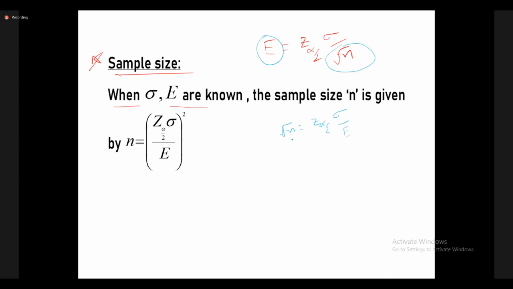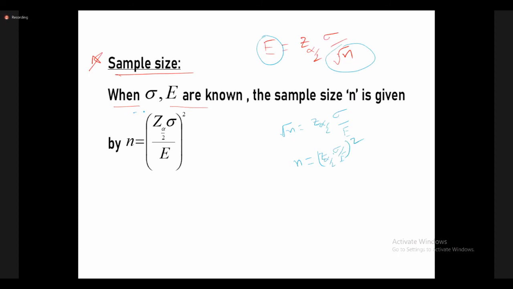Now, actually, I want to find the sample size. The sample size small n is equal to, taking the square on both sides, Z alpha by 2 into sigma by E whole square. The sample size small n is equal to Z alpha by 2 into sigma by E whole square. See, this is the important formula.